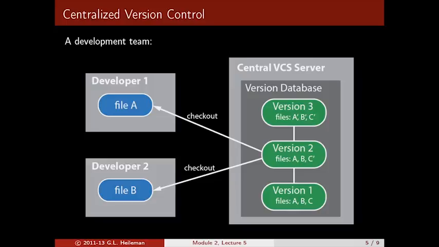Generally what happens in centralized version control systems is, since developer 1 has checked out file A, developer 2 is prevented from working on it. That's a common framework that people use with centralized version control systems. So developer 1 and developer 2 can both work independently on different files and check them back into the version control system at some point in time.